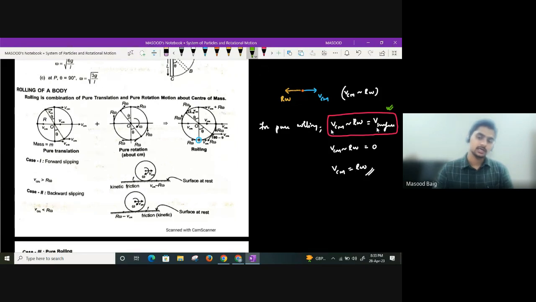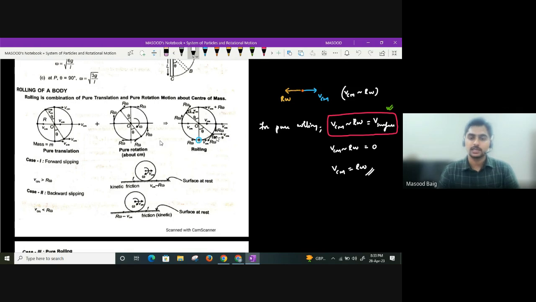But what in reality is correct? In pure rolling, the velocity of the point of contact should be equal to the velocity of the surface on which the object is performing rolling motion, guys. Clear, everyone? Now, suppose V is greater than R omega, this particular point will have velocity in the forward direction. So that case will be called forward slipping, where the effect of translation will be more than the effect of rotation.